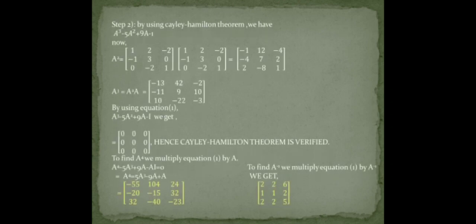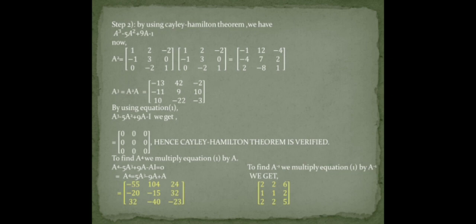Step 2. By using Cayley-Hamilton theorem, we have A cube minus 5A square plus 9A minus I. Now A square equals matrix [1 2 2; -2 -1 3; 0 0 -2] times [1 2 2; -1 3 0; 0 -2 1]. So the equation becomes [-1 1 2; -4 7 2; 2 -8 1].